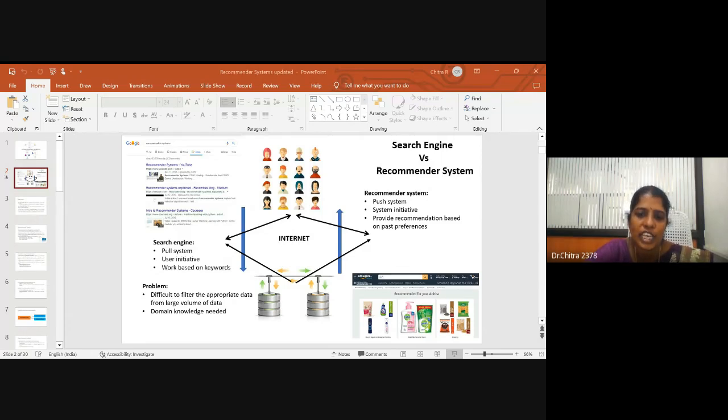It works based on keywords. But the recommendation system is a push system. This is system-initiated. The products are initiated by the system and it provides recommendations based on past preferences. No need to search with keywords. Instead, it provides recommendations based on past preferences. The main task of the search engine is to respond to the query, whereas the recommendation system shows only those items which are useful for the users and discards the others.